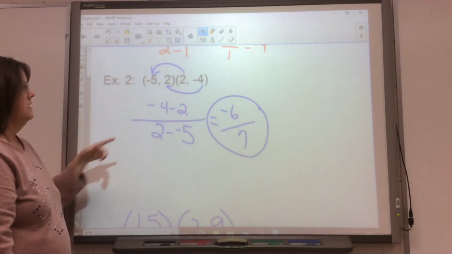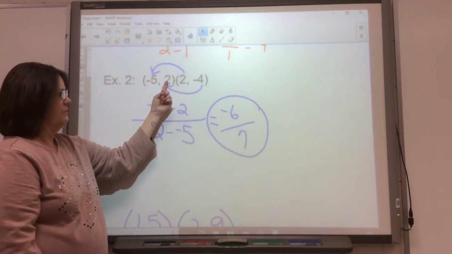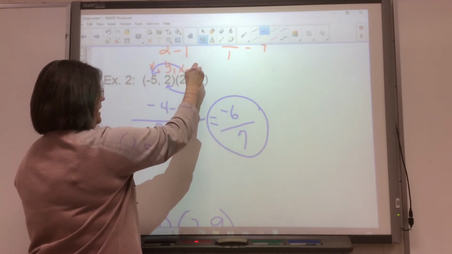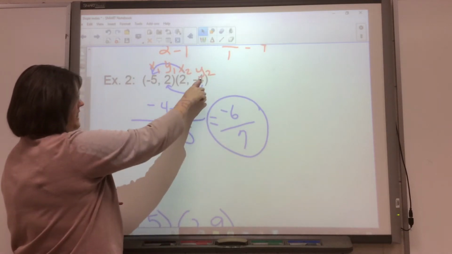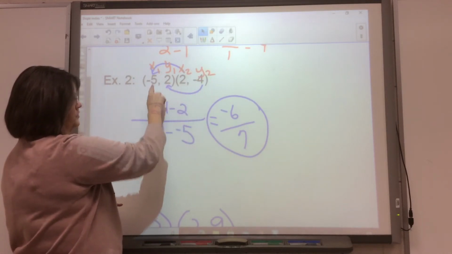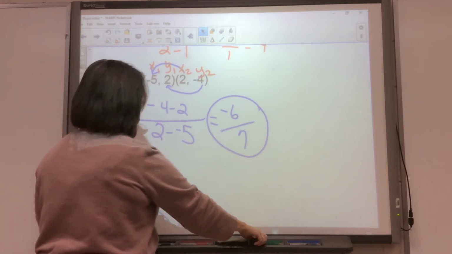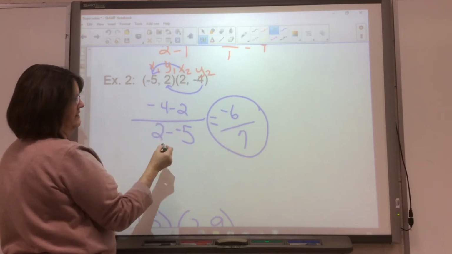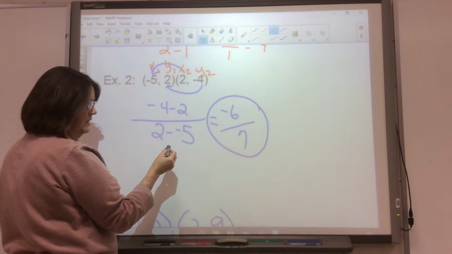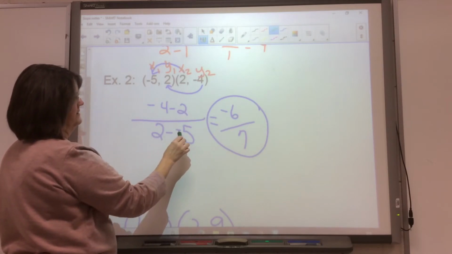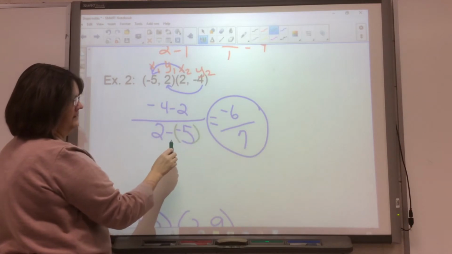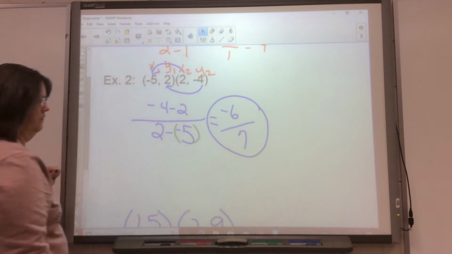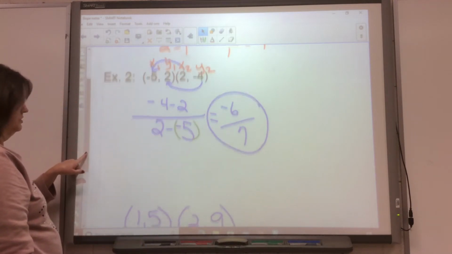Let's go to this one. Again, this is x1, y1. This is x2, y2. So you have negative 4 minus 2 over 2 minus negative 5. I also see students make mistakes here. They think this minus sign is the same as that one, the negative sign. They are not. Be sure that you put into the formula correctly. You are doing 2 minus negative 5, which becomes positive 5. So 2 plus 5 is 7. Negative 4 minus 2 is negative 6 over 7, and that's your slope.